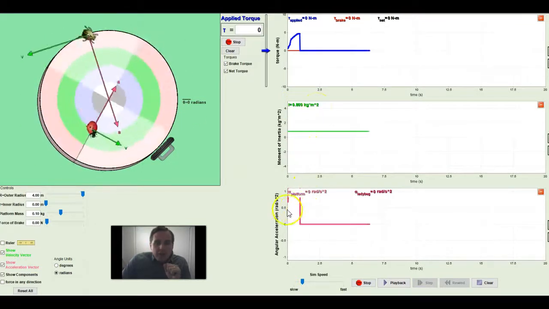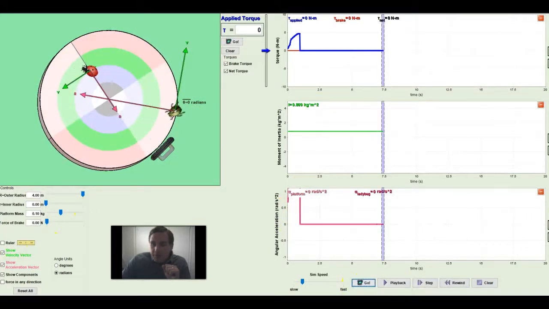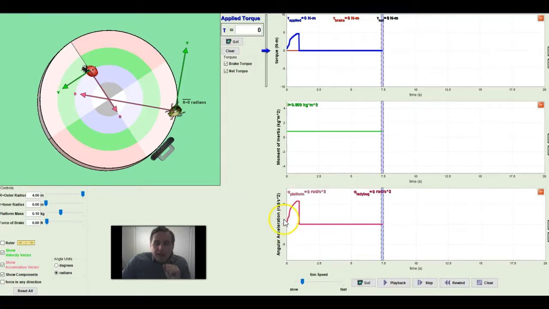So notice that there was angular acceleration of the platform at first. Let's examine that. Notice that at first, when there was a torque, we were accelerating the platform in an angular sense. There was angular acceleration. Okay, so notice that when the angular acceleration went to 0, that's because the force and the torque also went to 0.